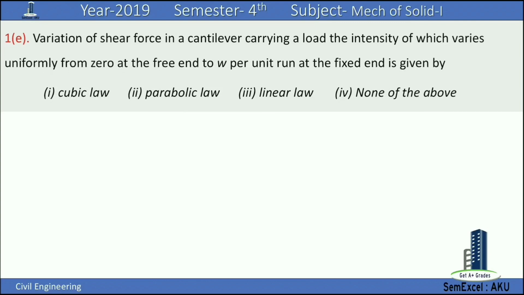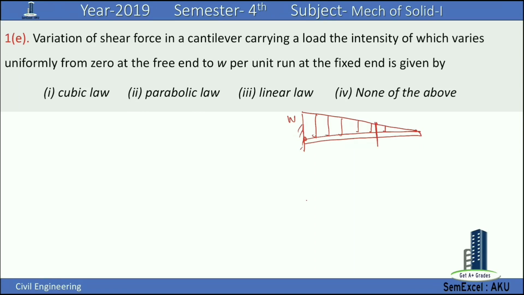Variation of shear force in the cantilever carrying a load of intensity which varies uniformly from 0 at the free end to W per unit run at the fixed end is given by. This question can be represented like this. We have 0 load at the free end and W load at the fixed end of the cantilever beam. Now what is the shear force? Shear force is the total load acting on a section either from the left side or from the right side.